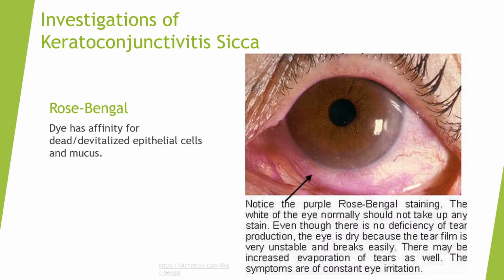We can also try instilling the rose bengal dye onto the eye, and this dye is famous for, ironically, smelling very bad. This dye has an affinity for dead epithelial cells as well as for the mucus. So this is actually a good way to see the extent of the instability of the tear film, and also to see the damage done by the dry eye symptoms.